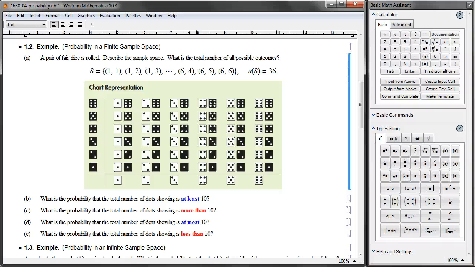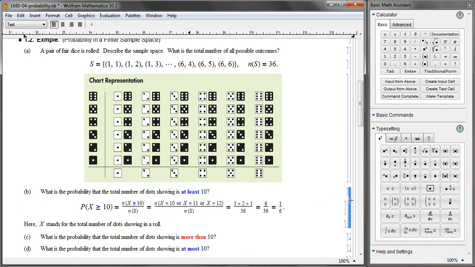At least 10, so 10 is included. 10, 11, or 12. Here's an example of 10, 4 plus 6. Another one, 5 plus 5. Third one, 6 plus 4. 6 plus 5, that's 11. 5 plus 6, that's 11. And 6 plus 6, that's going to be 12. Add them all up. We're going to get 3 plus 2 plus 1, 6 out of 36. Simplified into 1/6. There goes the probability. Counting part is easy. Understanding "at least", that's an important concept here.